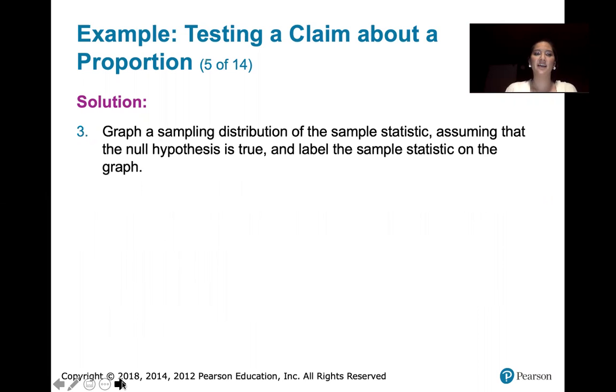Now we want to graph the sampling distribution of the sample statistic p hat, assuming that the null hypothesis is true, and label the sample statistic on the graph. This isn't a necessary step, but it helps us visualize exactly what we're doing and why. Our null hypothesis is that the true proportion is 50%, so half of medical malpractice lawsuits are dropped or dismissed, and the other half are pursued. P hat turned out to be approximately 0.697.